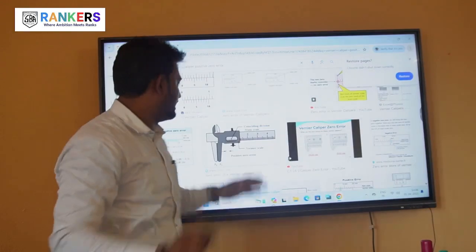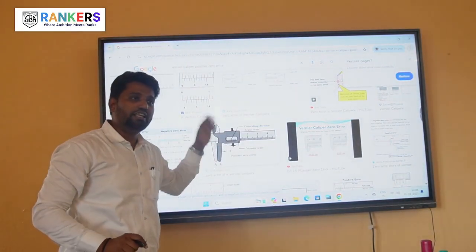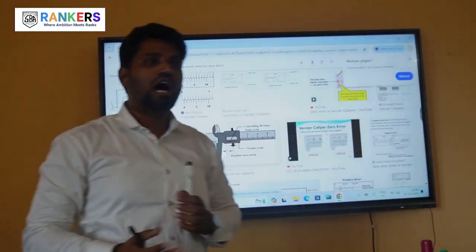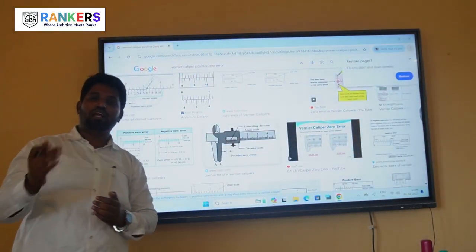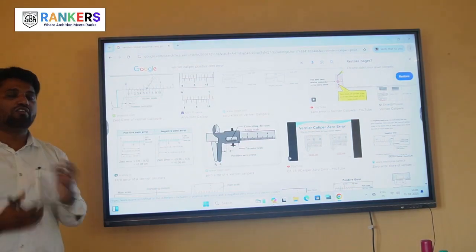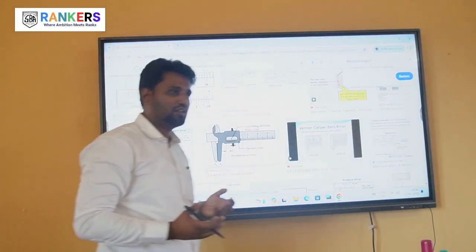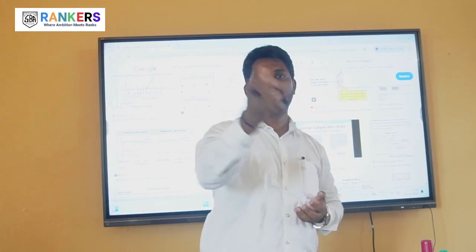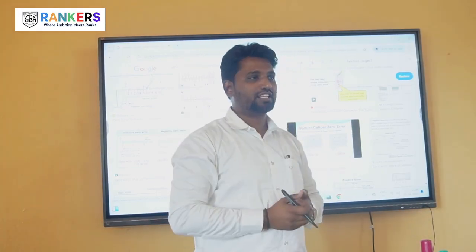In Vernier scale, there are 10 divisions. In each gap between the two divisions, that is always a constant value, and this constant value is said to be Vernier constant. Understand everyone? Now our target is to calculate this Vernier constant. How we calculate the Vernier constant? What is the procedure to calculate the Vernier constant? This is our next target.